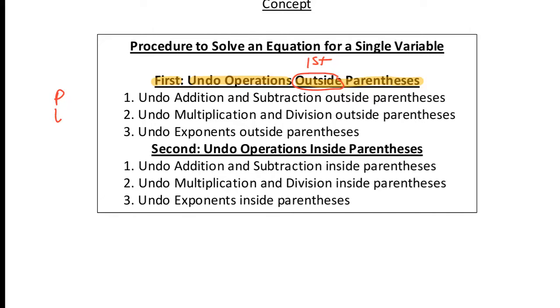So we have please excuse my dear Aunt Sally. So first you get rid of addition and subtraction because we're doing this in reverse, so from bottom to top. And then you need to get rid of multiplication and division that's outside of the parentheses. So the multiplication and division comes after the adding and subtracting. And then you want to get rid of any exponents that are outside of the parentheses. That's step 3. And then you'll be left with the parentheses.